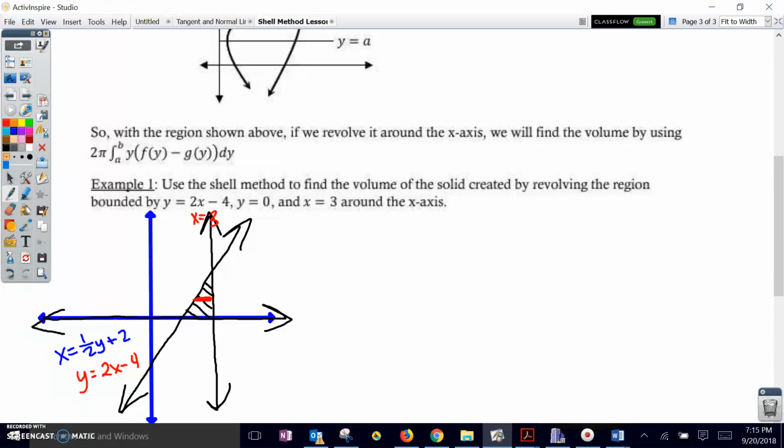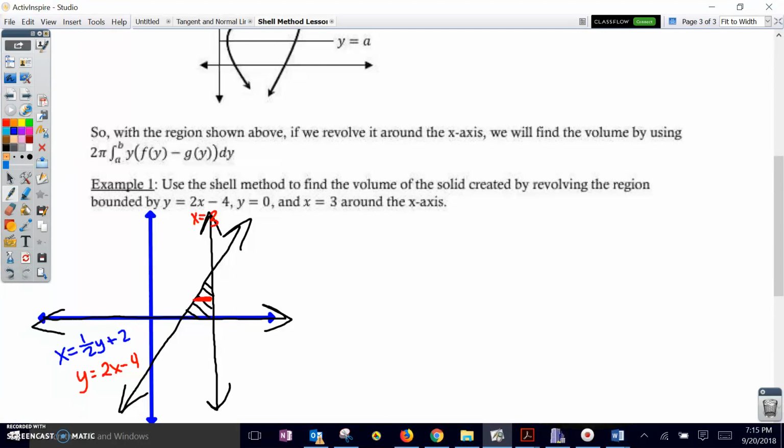I'll be honest, this is kind of an artificial example. There's no way I would ever personally use the shell method to find the volume of this solid going around the x-axis. I would just use the disk method, but I'm using it as an illustrative example to show you how to do it. We'll talk more in the next couple of videos about when to use what method in which situation, and that'll clear some things up about when it's best to use these.